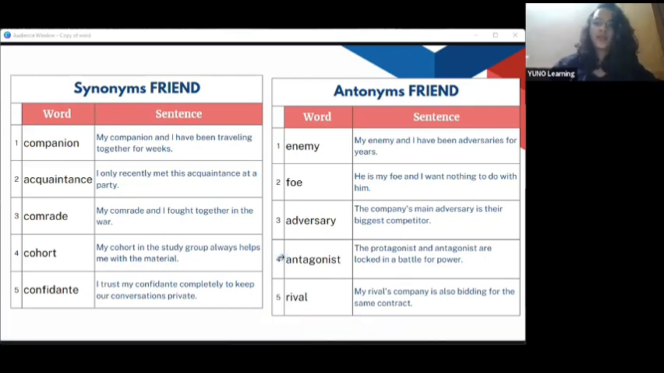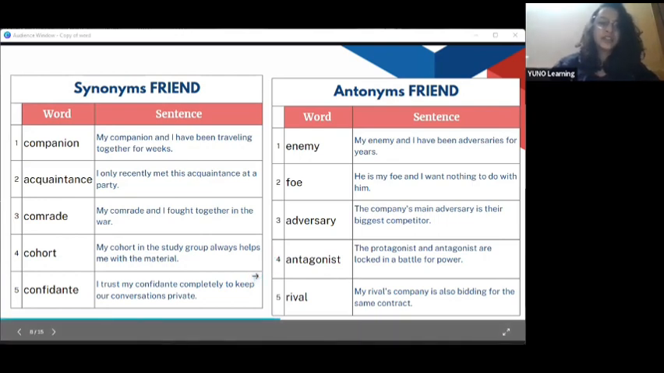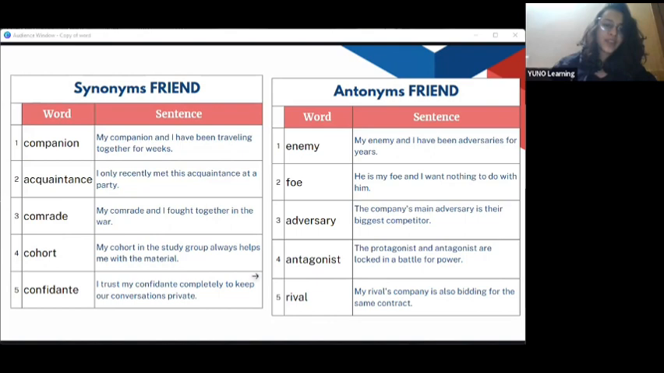Confidant. So confidant is someone you confide in, as the word suggests. When you mean confide, that means you trust them with your secrets. I trust my confidant completely to keep our conversations private. And the words that are opposite of friend are, number one, clearly enemy. My enemy and I have been adversaries for years. Foe. He is my foe and I want nothing to do with him.